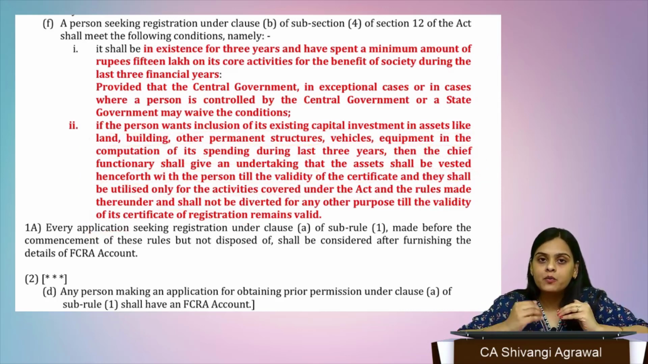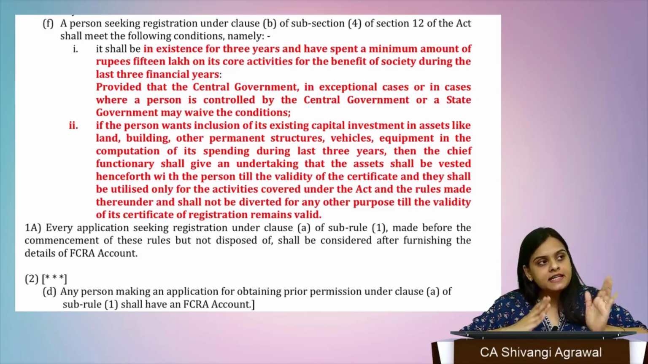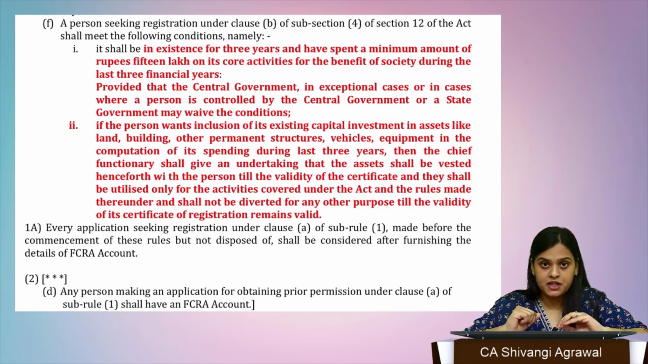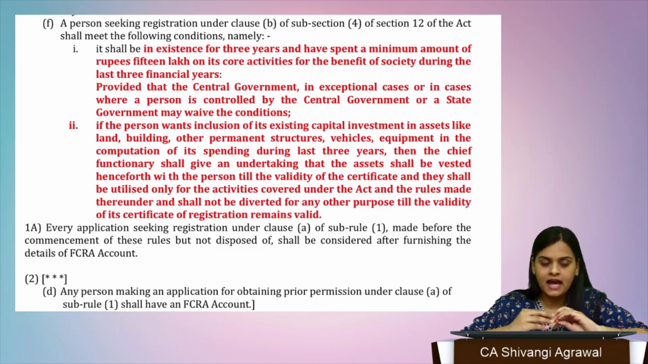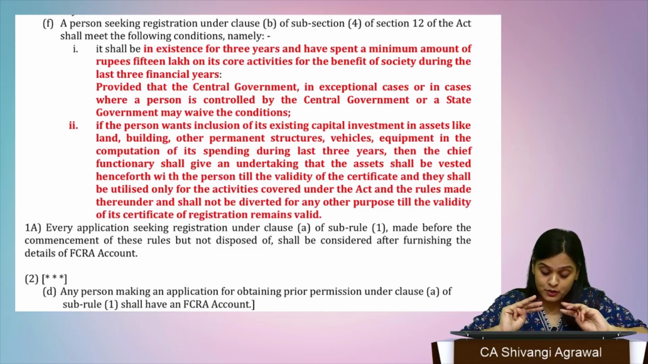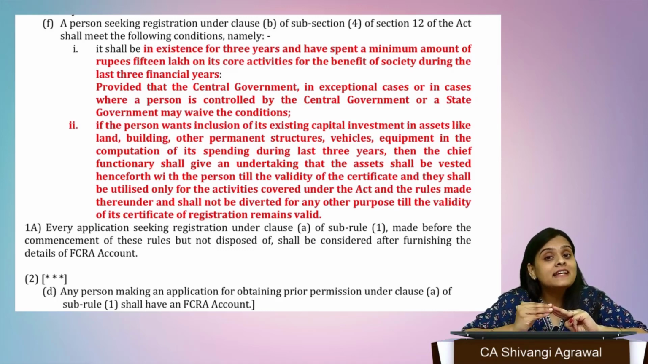See, if I want to get a certificate under Section 12, then I need to comply with certain conditions. Only then I can make an application. What are the conditions? If I am a newly incorporated company and I have been incorporated just for 1 year, I cannot apply because I'm not eligible. I should have worked for at least 3 years. Plus, I should have spent at least 15 lakhs on my core activities.